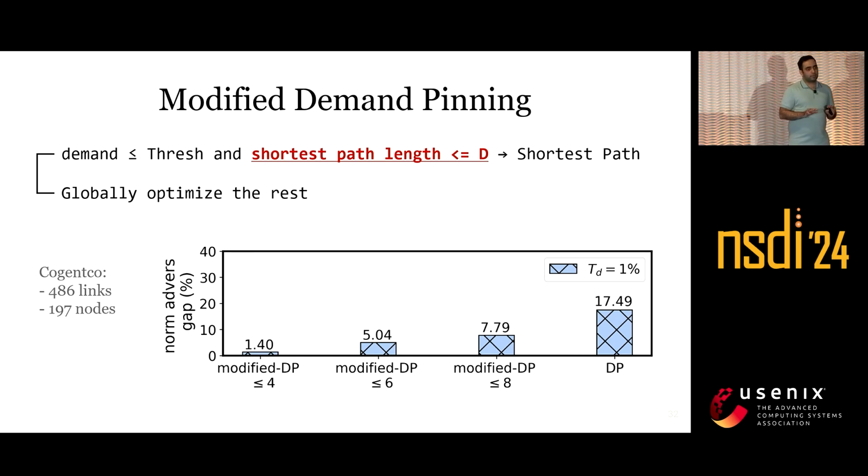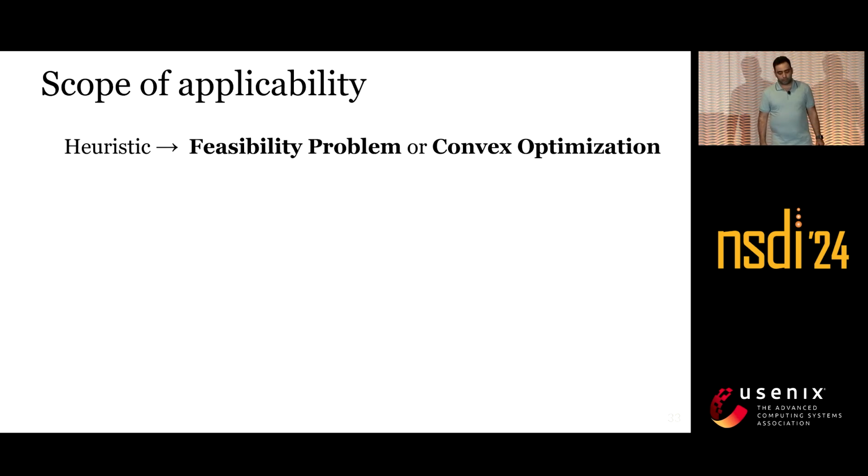So one thing that I want to emphasize is that this doesn't mean that modified demand pinning is better than demand pinning in every aspect. Modified demand pinning fixes the routing for fewer demands, and therefore it's going to be slower. However, this additional condition adds a knob to the heuristic that operators can use to control the trade-off between performance gap and scalability. MetaOpt can help understand this trade-off and tune the parameters.